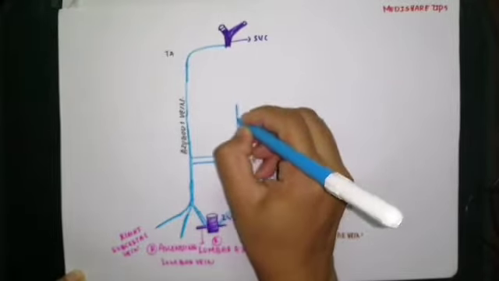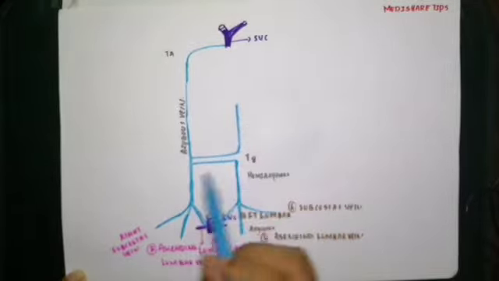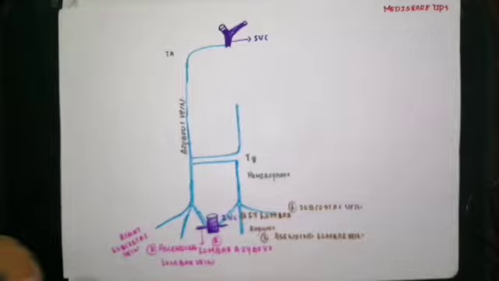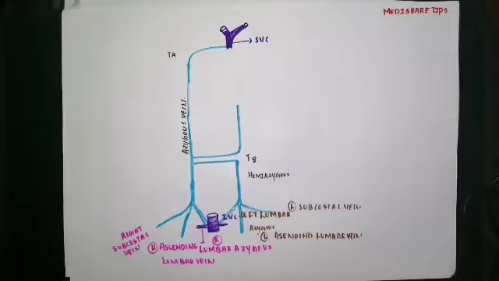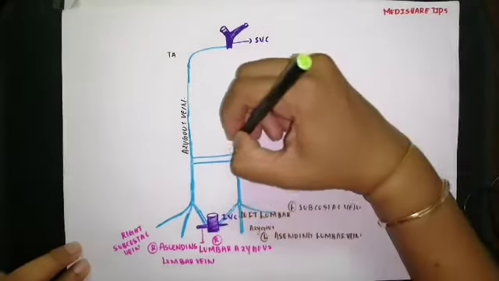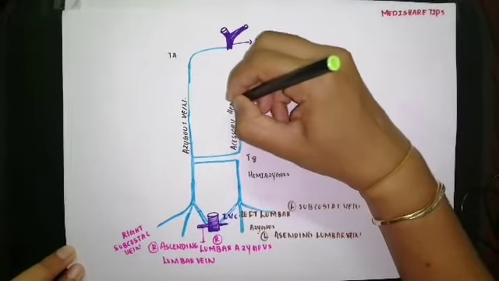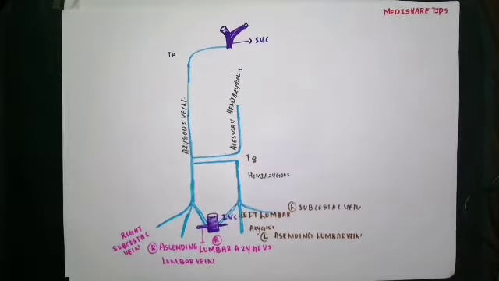So this vein descends downwards from the fourth or fifth intercostal space and at the upper border of T8, it turns to the right and joins the azygous vein. So this vein is known as the accessory hemiazygous vein. So now we will discuss the tributaries of each of these veins. First we will discuss the tributaries of the azygous vein.